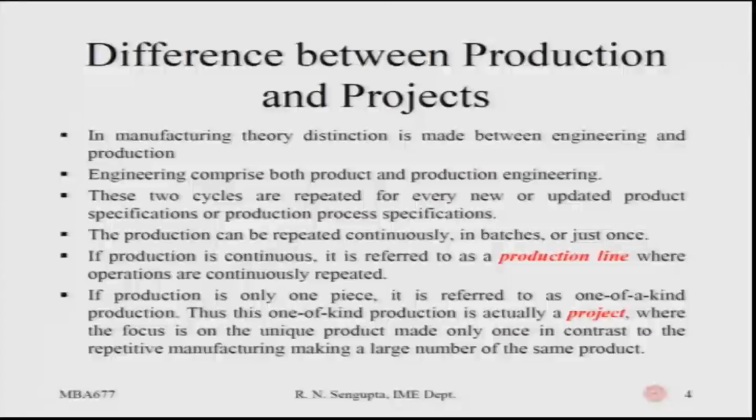So, these two cycles of product and production engineering are repeated for every new and updated product, and depending on the specifications in the market, you update that. Say for example, the fuel tank design has to be done again for one of the Bajaj motorcycles. So, it has to be done in such a way that it takes care of that.